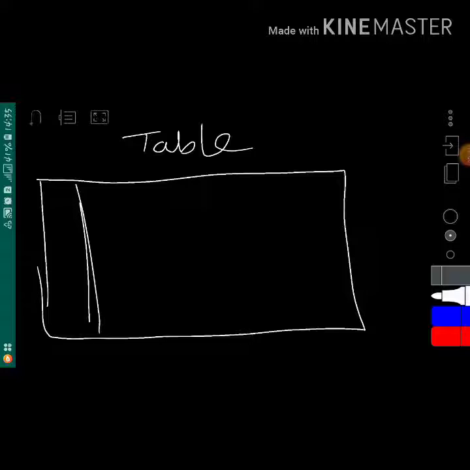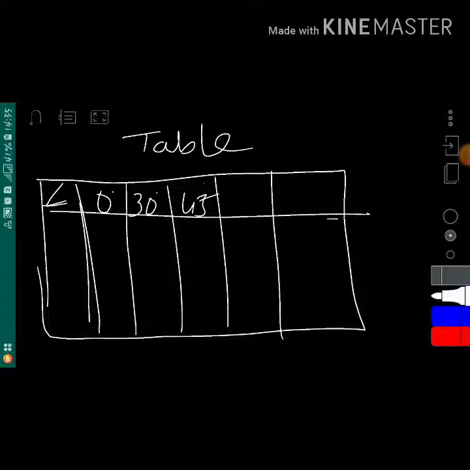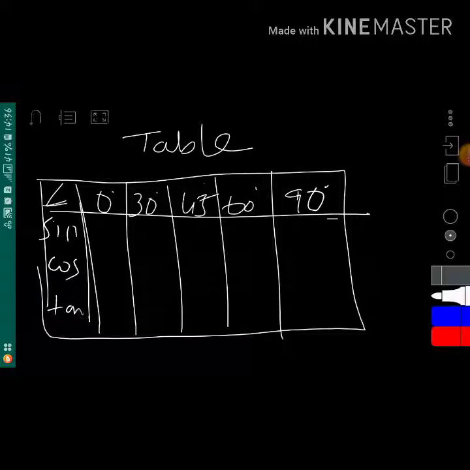Here there are 1, 2, 3, 4, 5, 6, 7 columns. Here there were angles and the symbols. You will have 0 degree, 30 degree, 45 degree, 60 degree and 90 degree. Then sin theta, then cos theta, then tan theta, and then it continues.